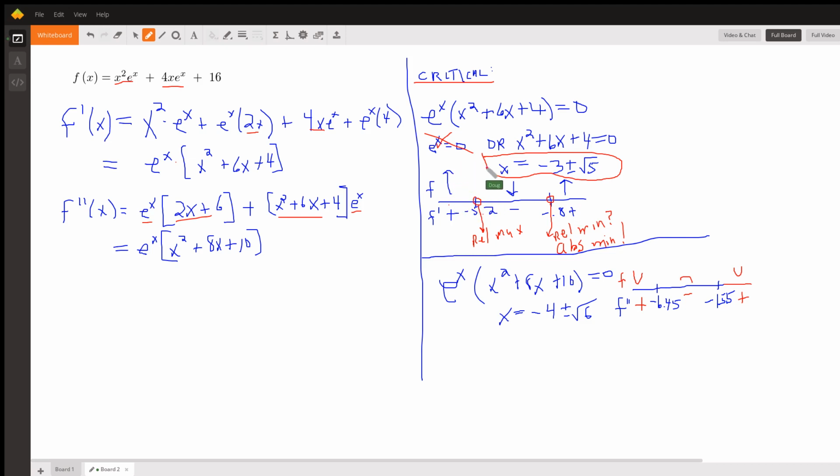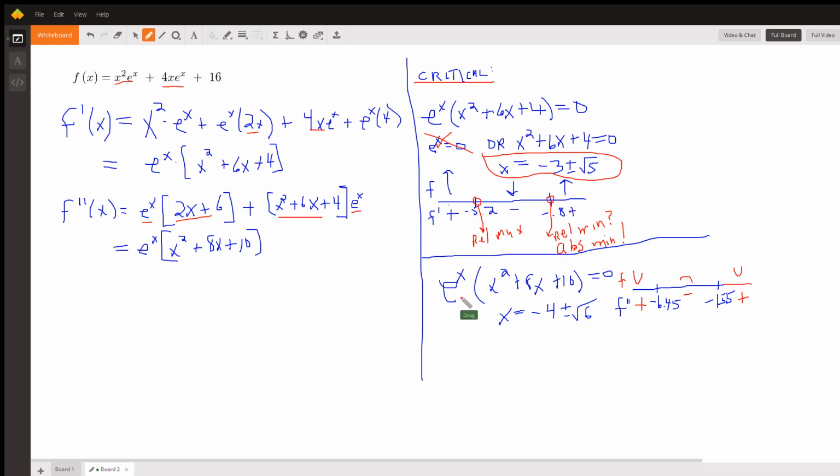So increasing to decreasing tells me that this is a relative maximum. Decreasing to increasing tells us that this is a relative minimum, but it could be an absolute minimum. Based on the given information, and it's kind of obvious, as x approaches infinity, f approaches infinity, so there is no absolute maximum, but there could be an absolute minimum, and it turns out this is an absolute minimum.